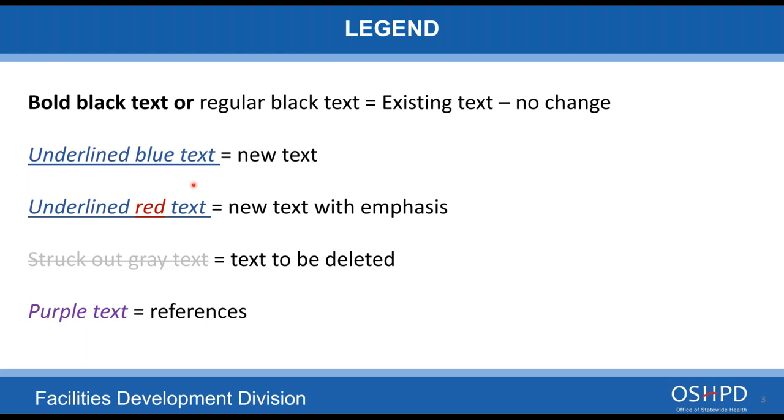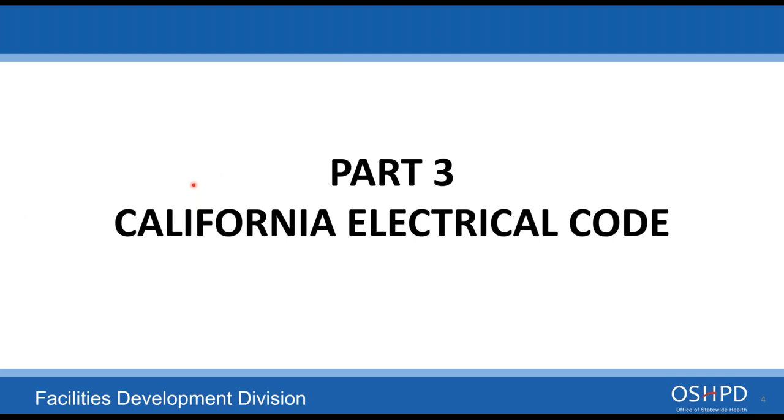If it's a gray strikeout, that means that's the old text that was deleted. Anything in purple text is just for reference only. And again, you shouldn't see too much of that in this session. And with this, I'll turn it over to Bill.